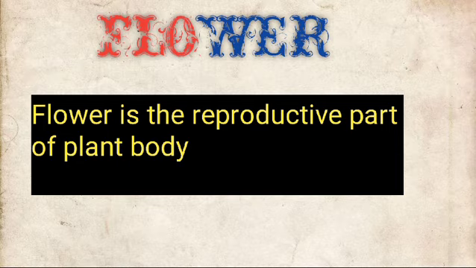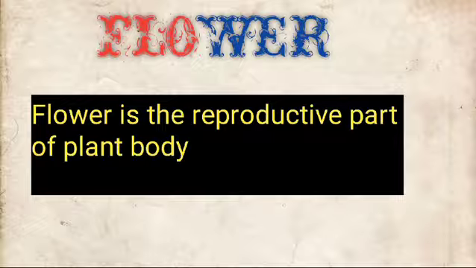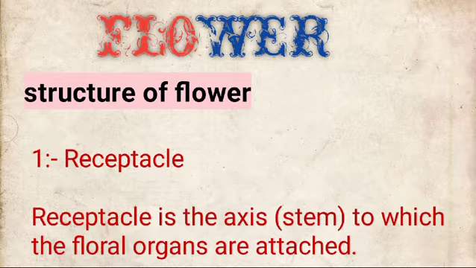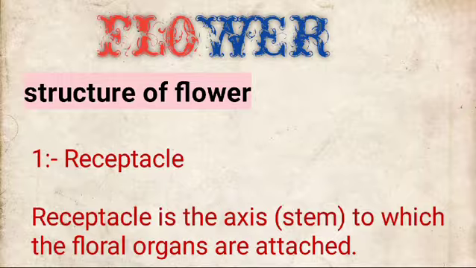Now I am defining the flower and their structure. So first of all, you know that flower is the reproductive part of the plant body. Now I am defining the structure of flower. So number 1 is receptacle. Receptacle is the axis, means to say stem, to which the floral organs are attached.